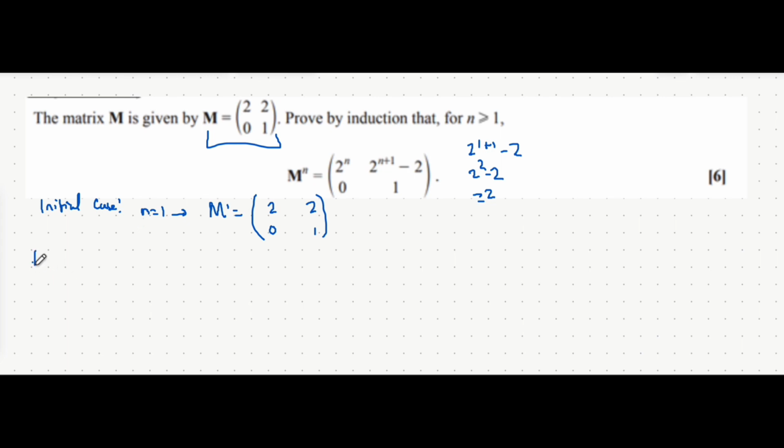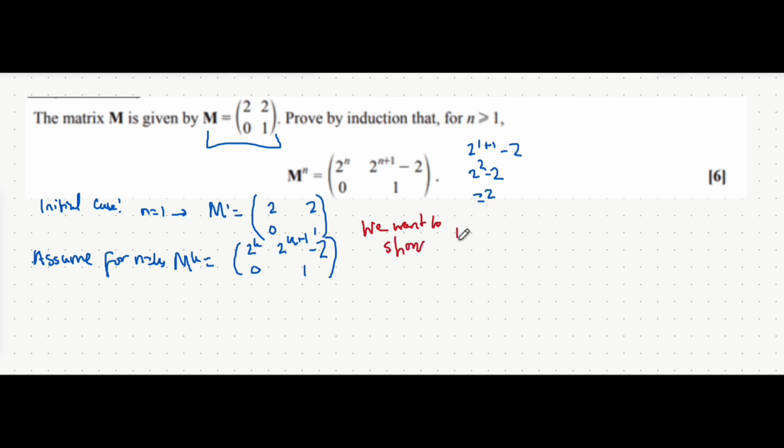Now we make the inductive statement. So now that it is true for the initial case, we say assume for when n is equal to k, that this statement is also true, that m to the power of k is equal to 2 to the power of k, and then 2 to the power of k plus 1, all take away 2, and then 0 and 1 for the bottom row of the matrix. What we now want to show, actually, in a different color, I'm going to write what we want to show, because that does tend to help students a lot.